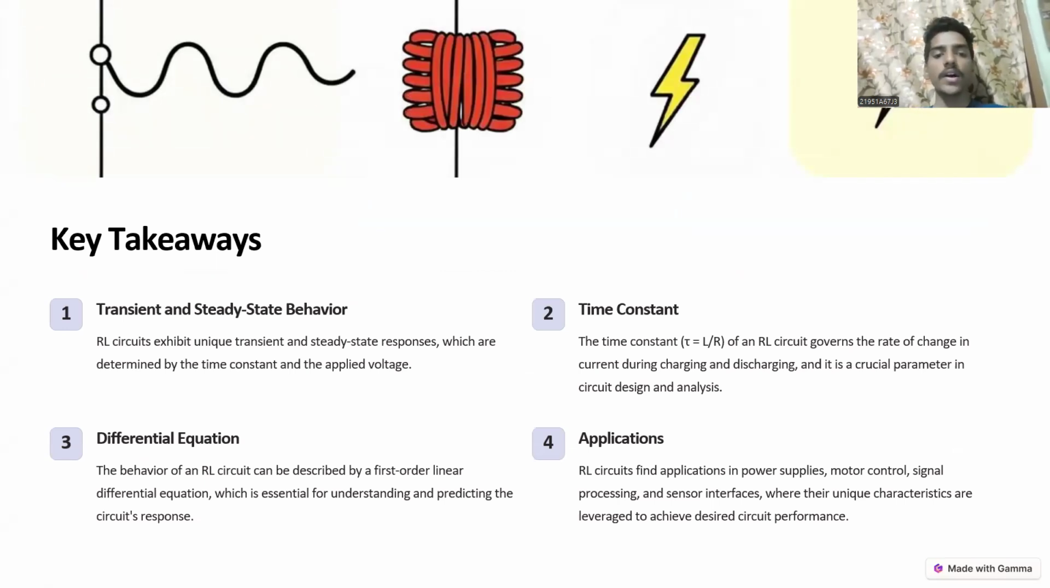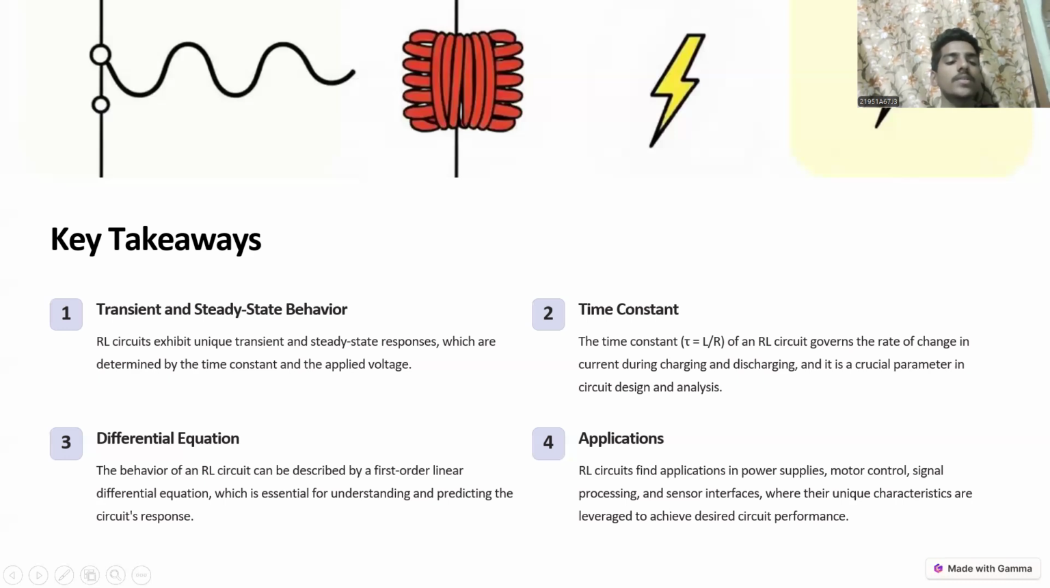Transient and steady state behavior. RL circuits exhibit unique transient and steady state responses, which are determined by the time constant and the applied voltage. Time constant. What is meant by time constant? The time constant τ equals L by R of an RL circuit and governs the rate of change in current during charging and discharging. It is a crucial parameter in circuit design and analysis.